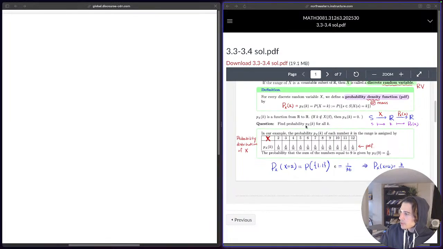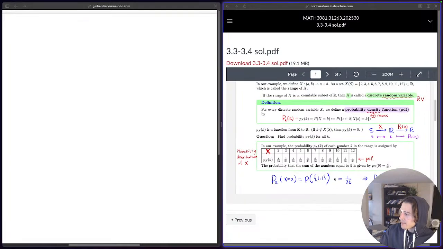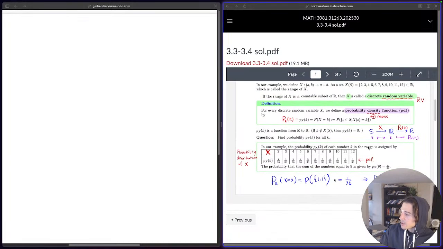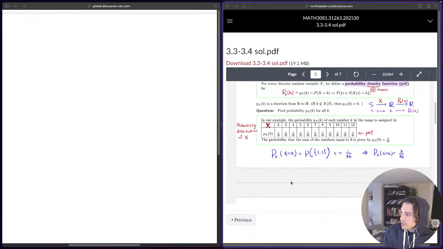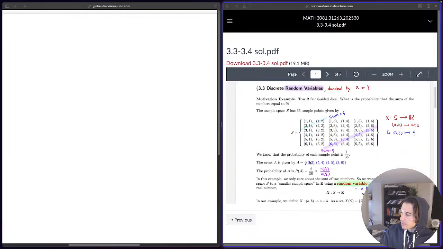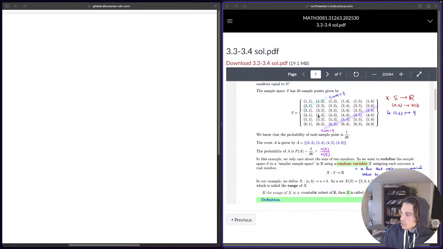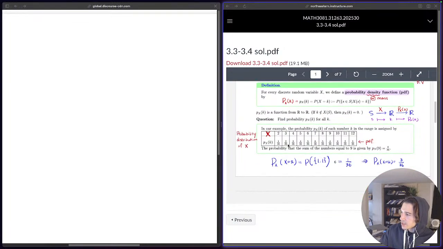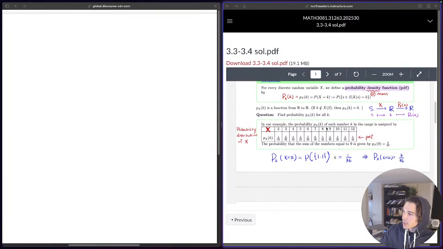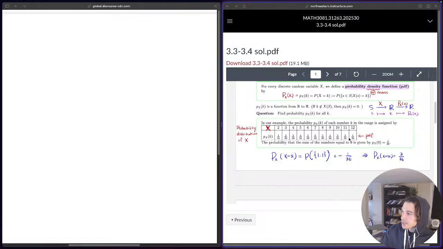Question: find the probability P_X(k) for all k. In our example, the probability P_X(k) of each number k in the range is assigned by P_X(k). So the probability that the numbers sum to 2 is only going to happen when you get 1 and 1. The probability that the numbers sum to 3 is only going to happen when you get 1, 2, or 2, 1, and so on. And you get the probabilities for each value of k, which is just the sum. And all of this is the PDF.